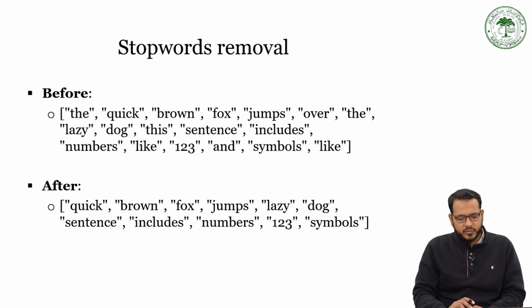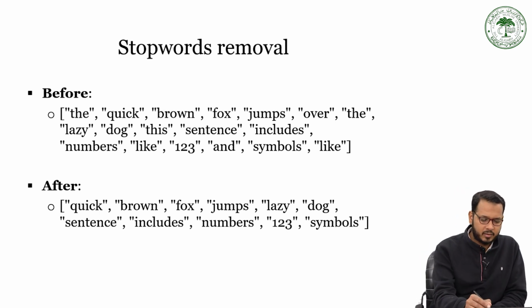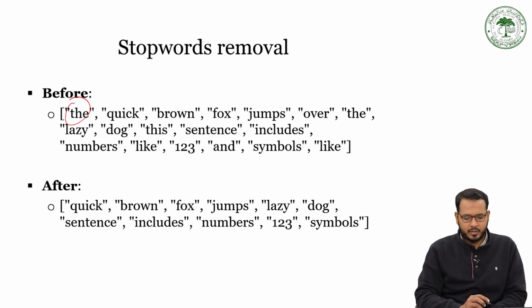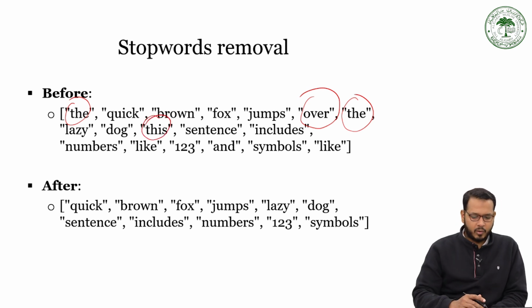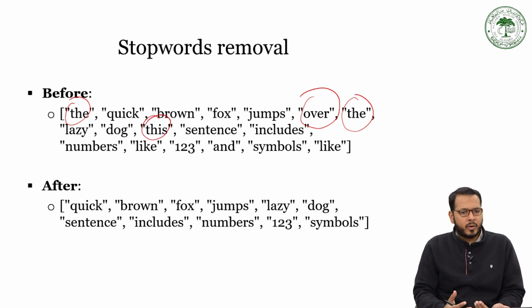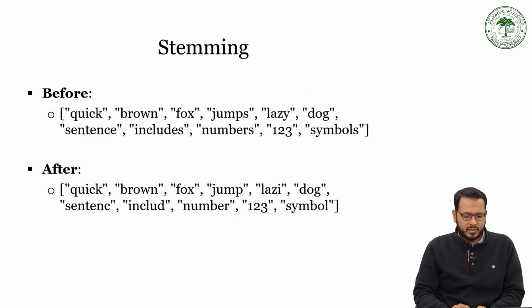Then stop words removal. So the common words like the here and the here also, over, right, all of them have been removed because they are commonly used words and they do not add much to the meaning of the sentence. Let's move forward and apply the further operation.